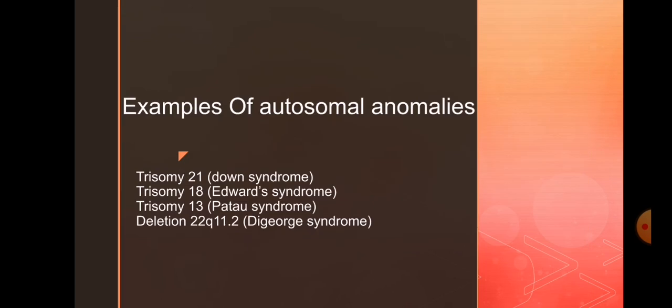Examples of autosomal anomalies: trisomy 21, Down syndrome; trisomy 18, Edwards syndrome; trisomy 13, Patau syndrome; deletion 22q11.2, DiGeorge syndrome.